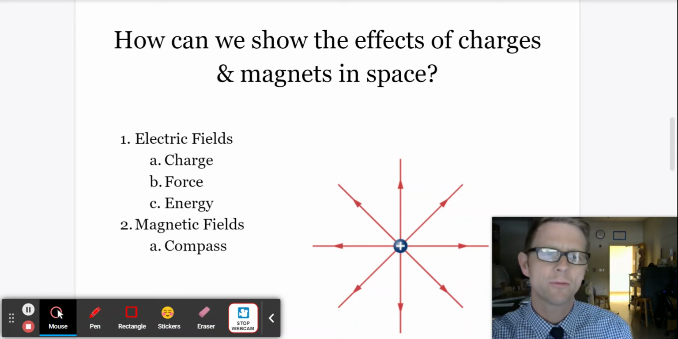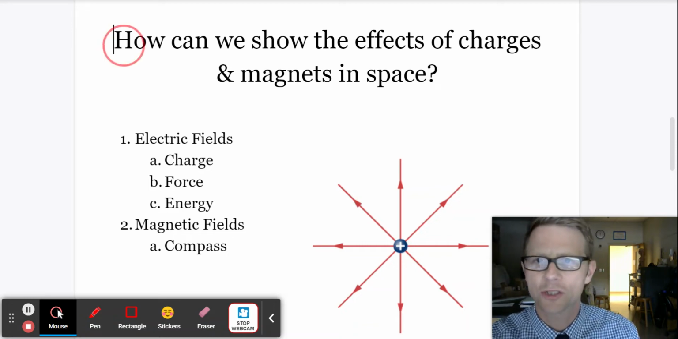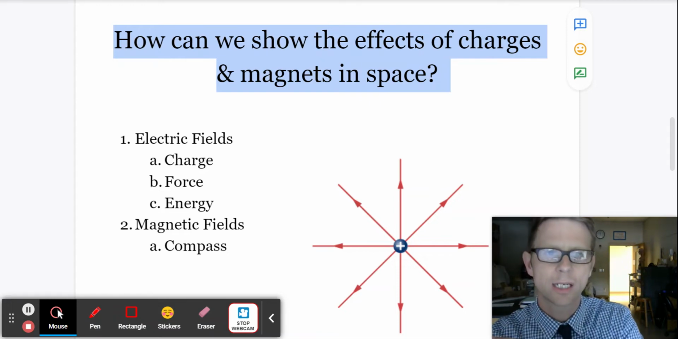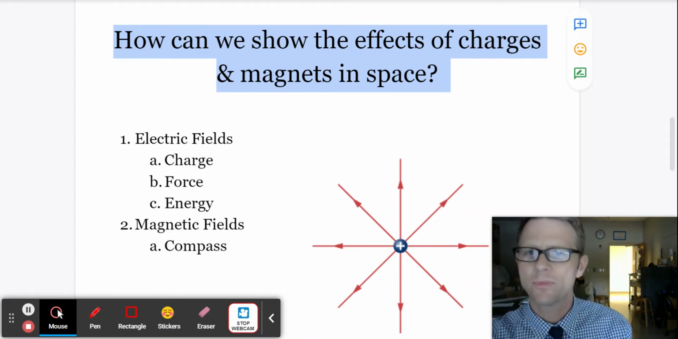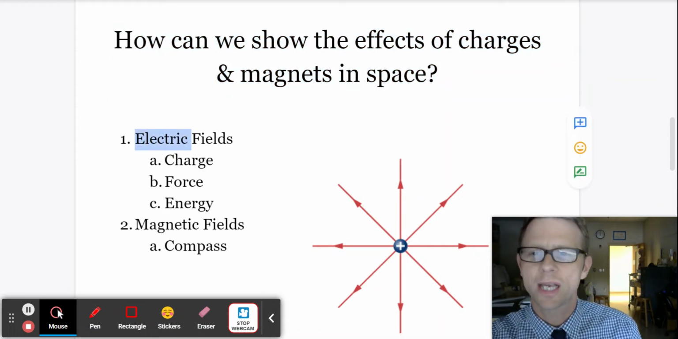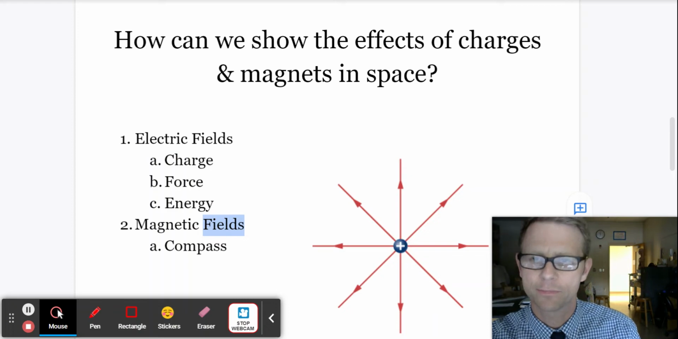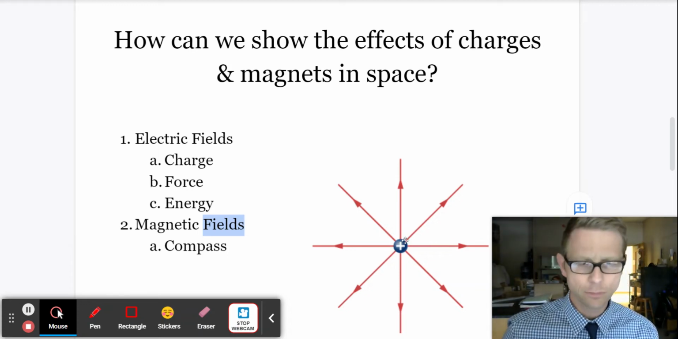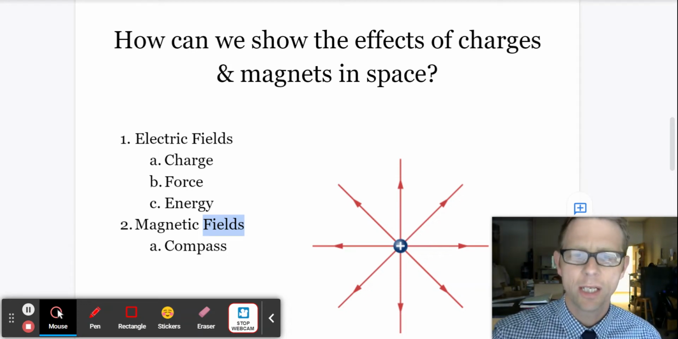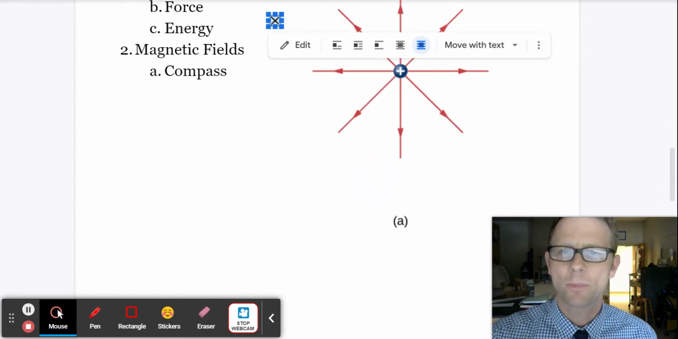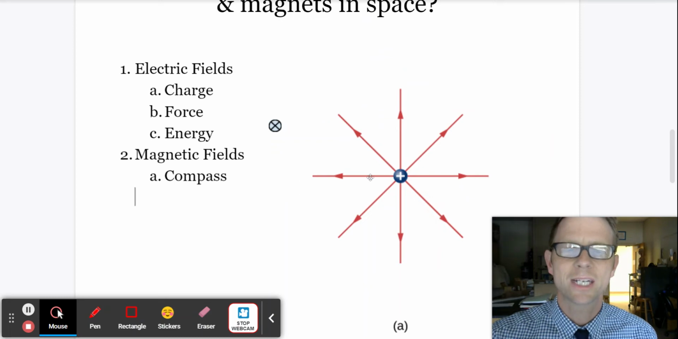Well, now we're still talking about forces, but we're interested in a different question. How do those charges create a space around them that would affect other things? That means electric fields and that means magnetic fields. Here we have an electric field, you can tell because it's a charge, not a magnet, just a simple positive charge. What I'm going to do is look at what if we were to place an object at different points within this electric field.